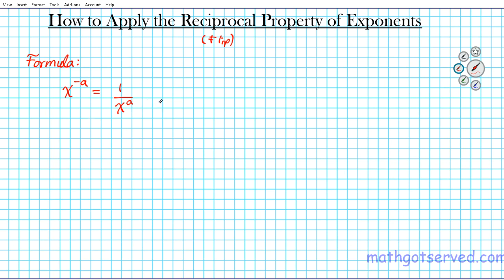By extension, we can write something like this. 1 over x to the negative a is equal to what? x to the a power. So that negativity is what causes a term to get reciprocated. And upon reciprocation, that negative sign goes away. So keep that in mind.